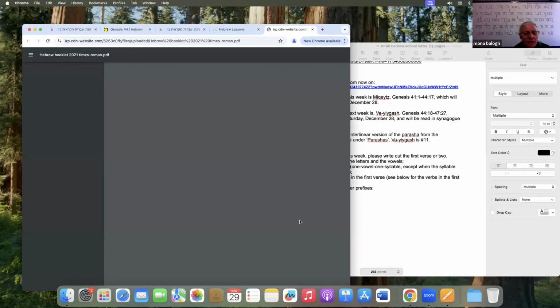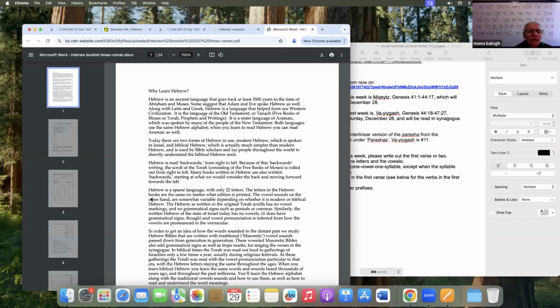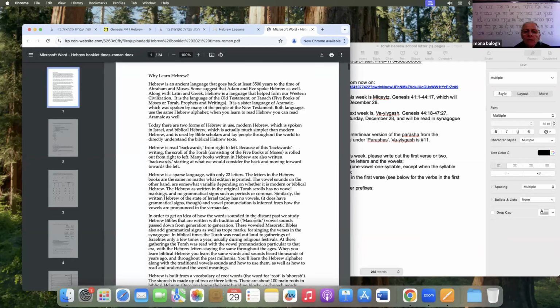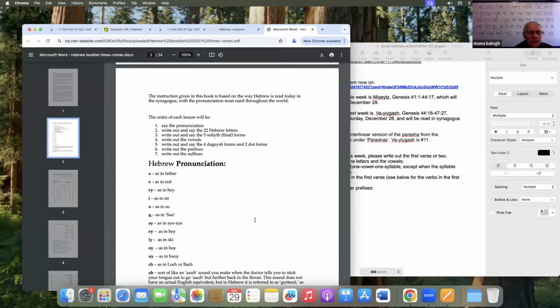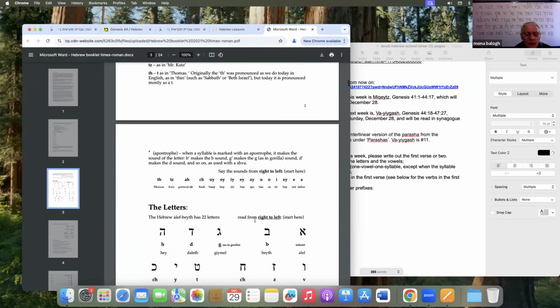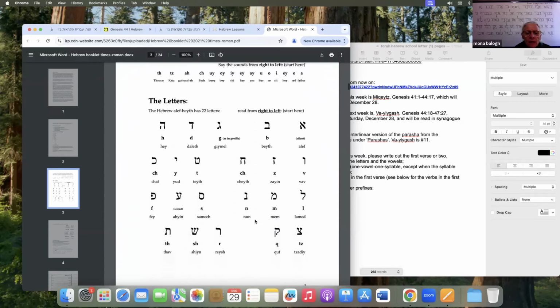You can learn the Hebrew alphabet, the vowels, why learn Hebrew, and so forth. But this is just a review. If you've been in this class already, then this is a review. So the review here's the Hebrew letters. And there are 22 Hebrew letters. If you want to review, go ahead and do that with me.